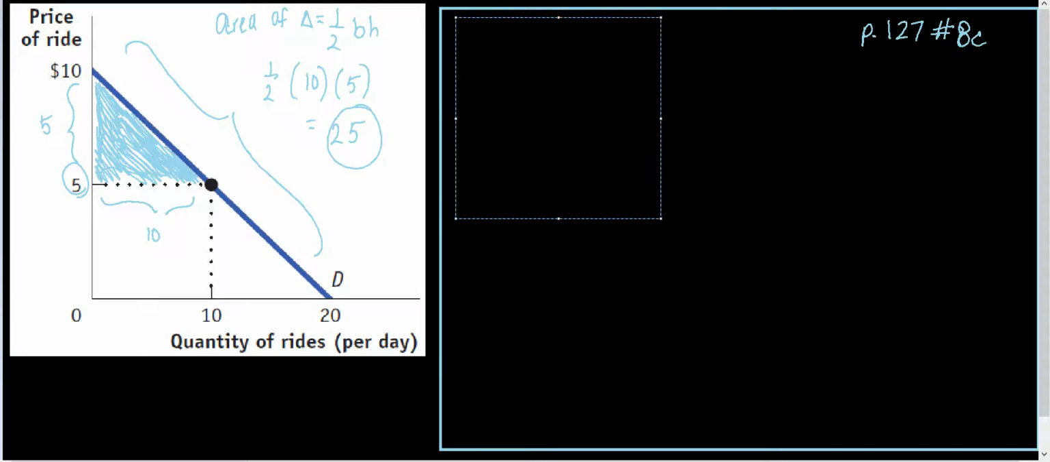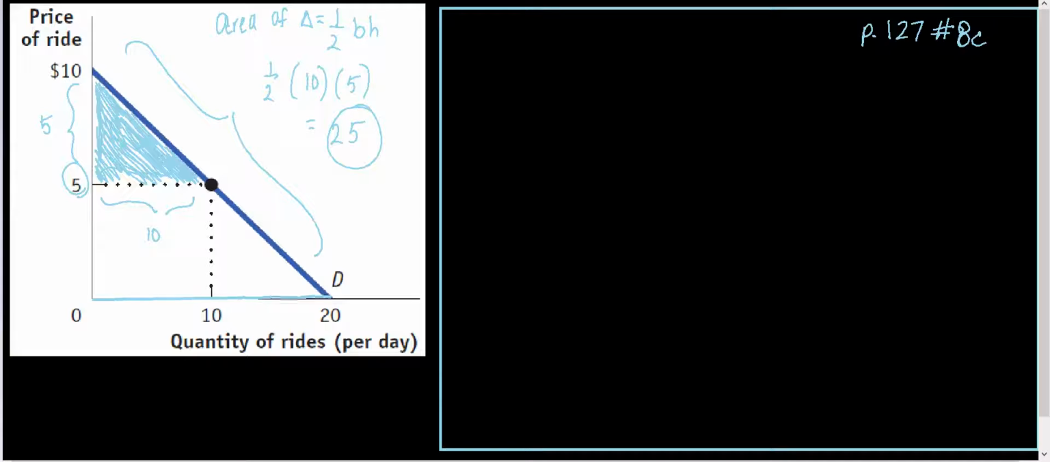In part 8C, we are asked to think about the situation where the price of each ride gets lowered to 0. So now the market price is going to come all the way down to the end there. And we're asked to consider what the maximum admission fee could be that Fun World could charge.